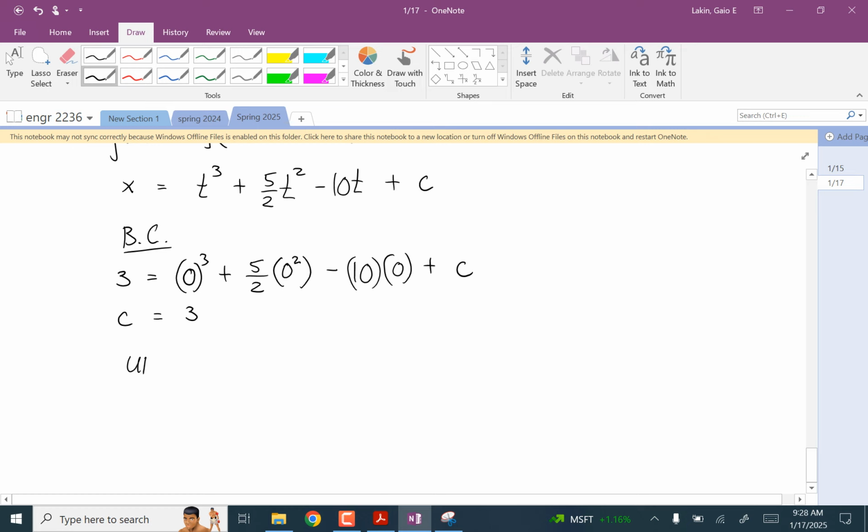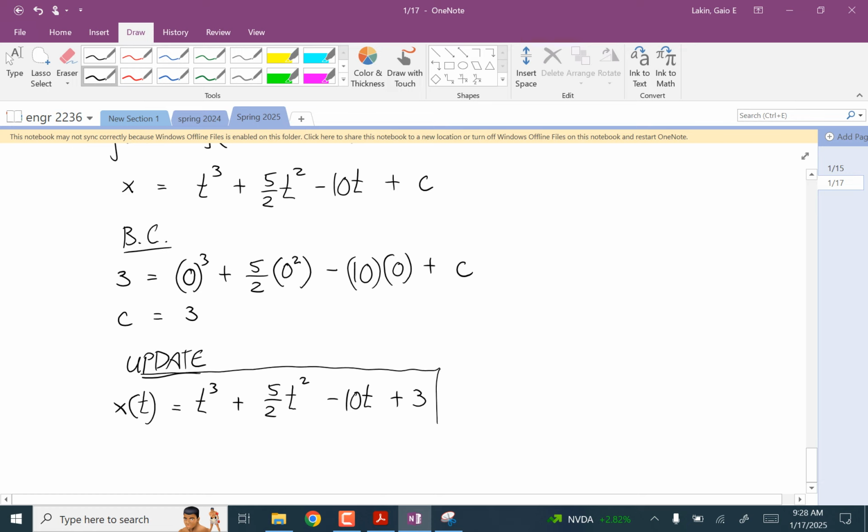And now that we've found that, we can update, and this puts it in our final form. Go back up to this form, just fill in what we know now for c, and we get that x as a function of time is equal to t cubed plus 5 halves t squared minus 10t plus 3. Any questions about that?